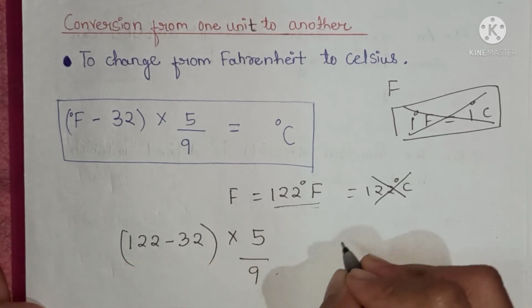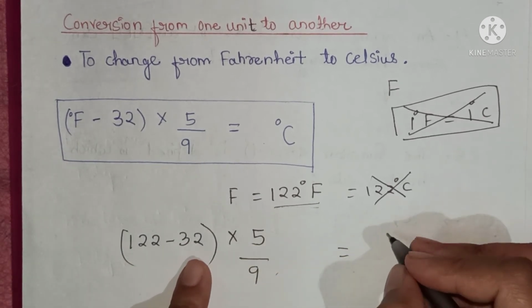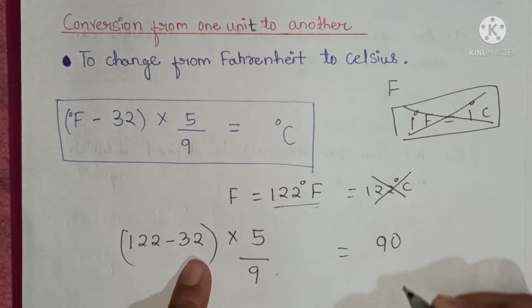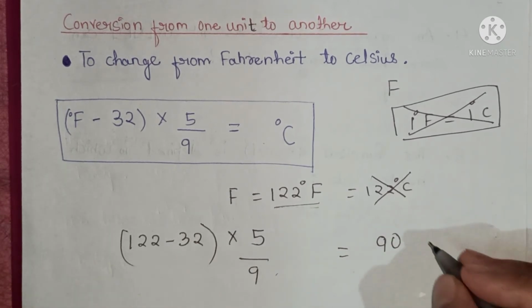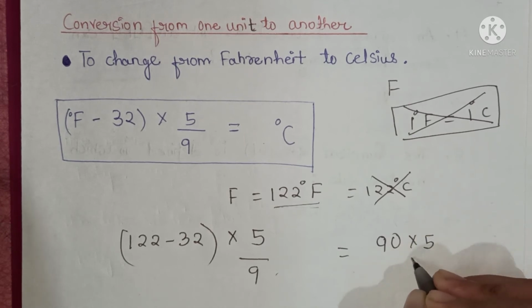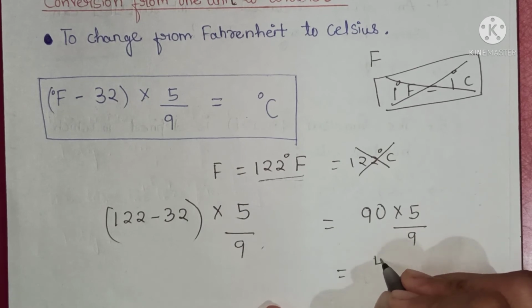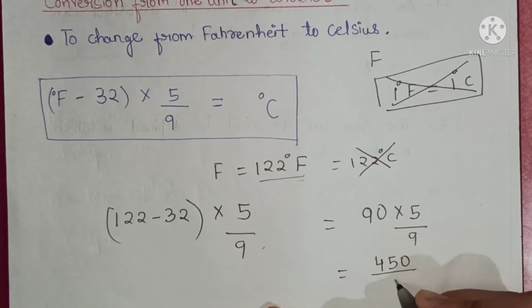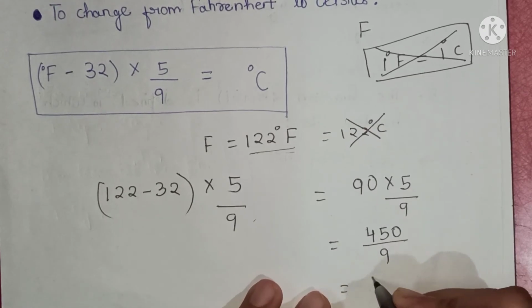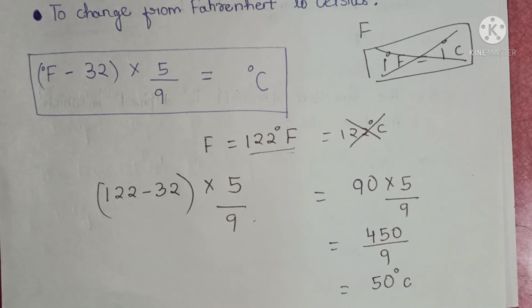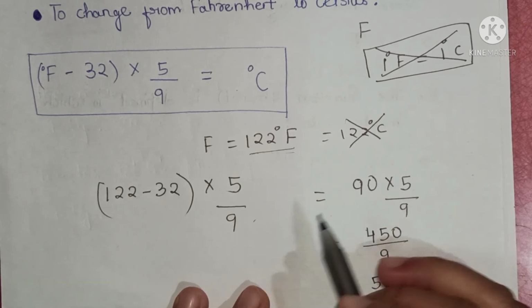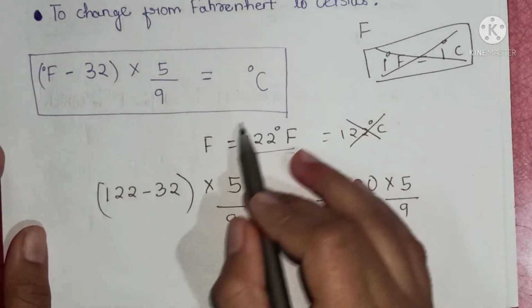So let us do it. 122 minus 32 will give you 90, right? Now we have to multiply it by 5 and divide by 9. Then multiply it by 5, we'll get here 450. Divide by 9 now. 9 5s are 45 and the 0. So 50 degrees Celsius. So our answer here is 50 degrees Celsius. So was it easy? Right? This was easy. So just you have to learn this formula properly.